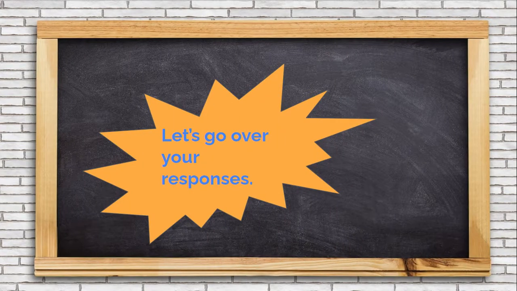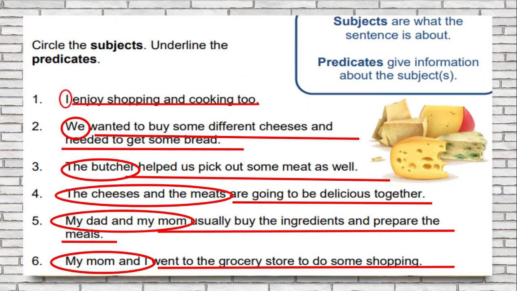Let's go over your responses. Your job was to circle the subjects and underline the predicates. Let's see how well you did. I enjoy shopping and cooking too. I is the subject. Enjoy shopping and cooking too is the predicate. We wanted to buy some different cheeses and needed to get some bread. We is the subject. Wanted to buy some different cheeses and needed to get some bread is the predicate.